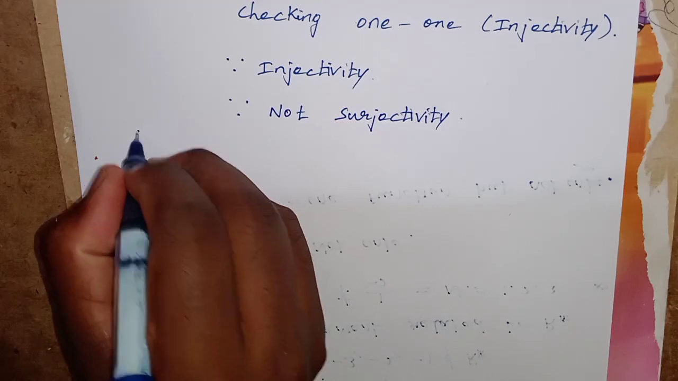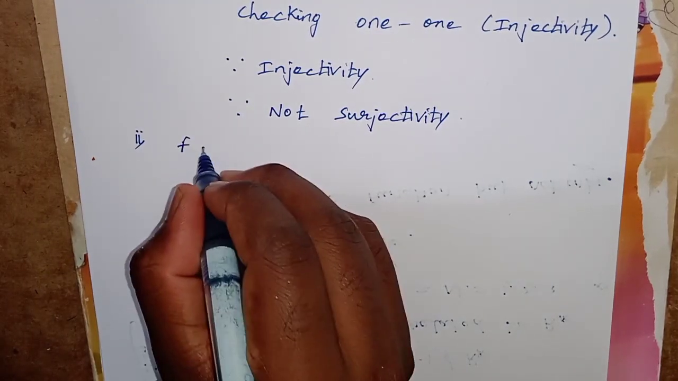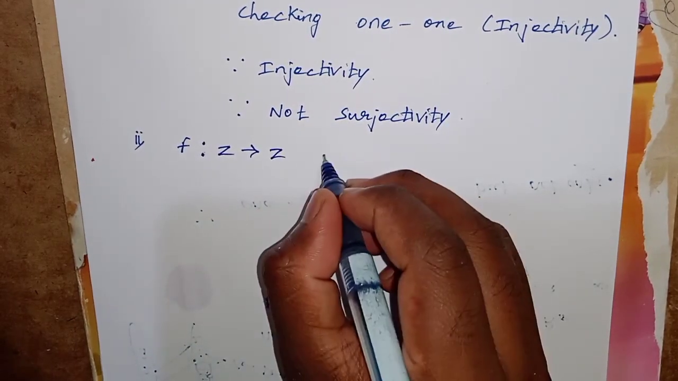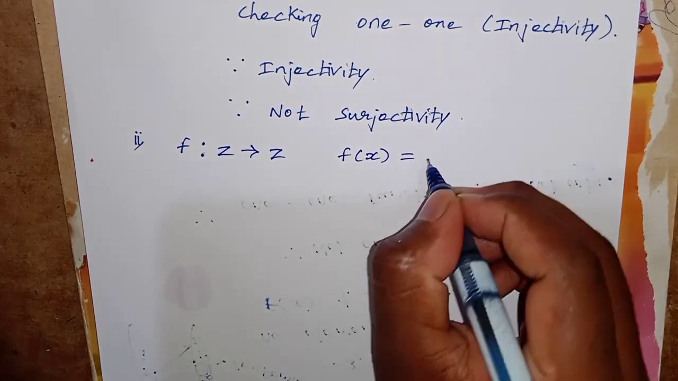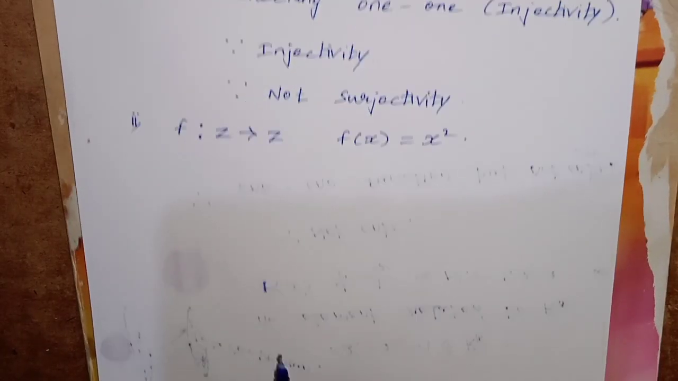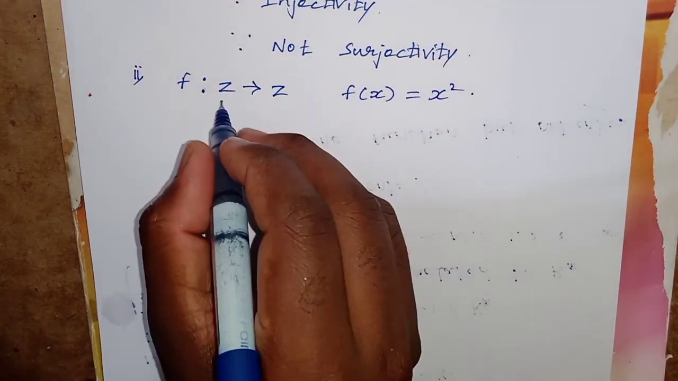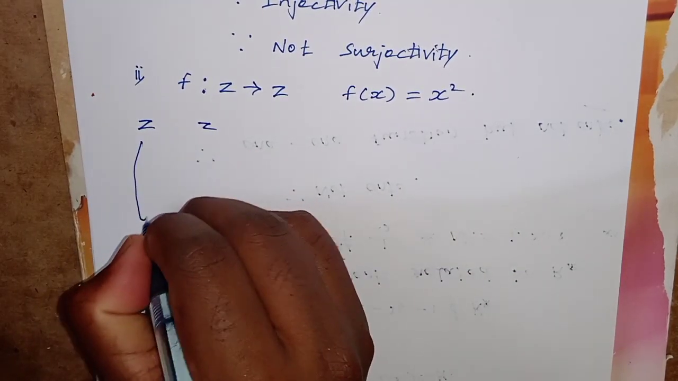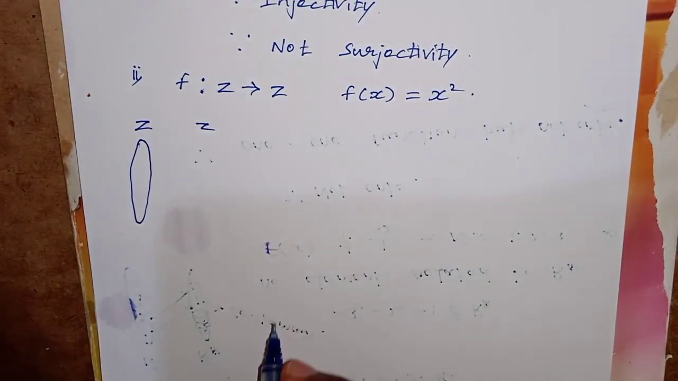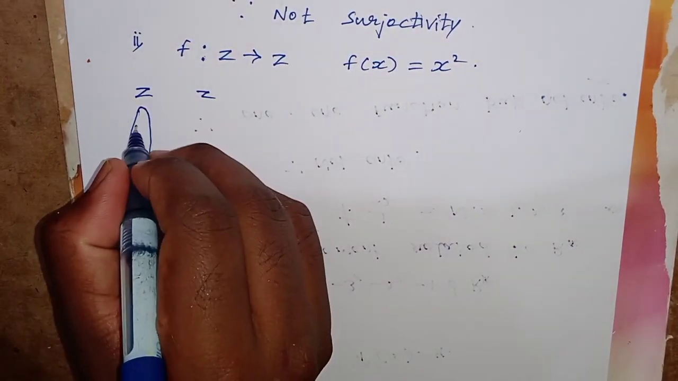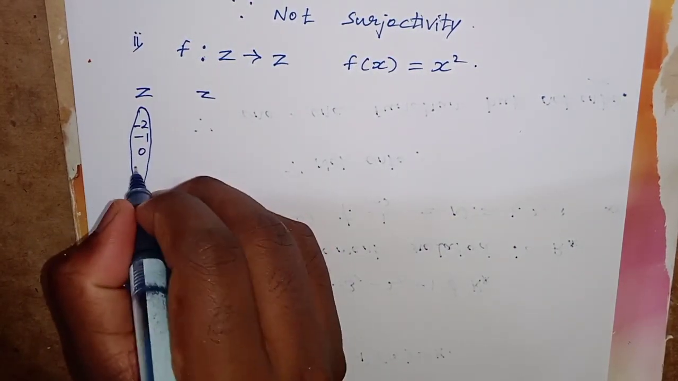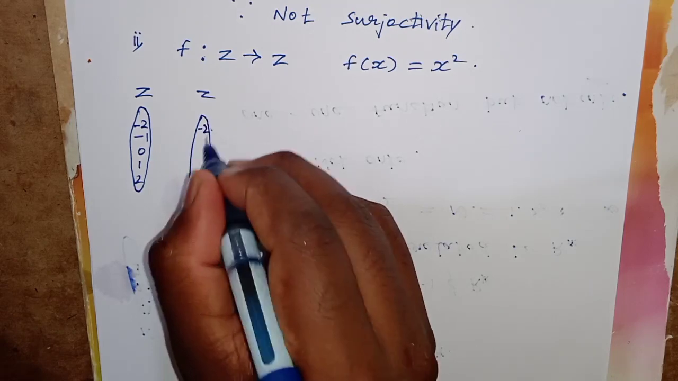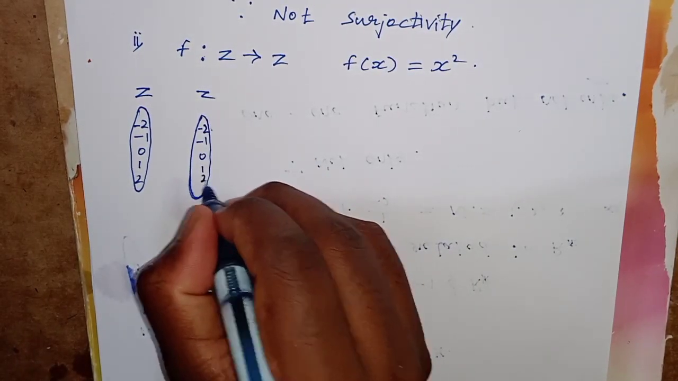Okay, next, second one: function f such that Z to Z given by f of x equal to x squared. In this question, Z means integers. Here I am taking minus infinity to plus infinity; I am taking a few examples only: minus 2, minus 1, 0, plus 1, plus 2. Here the same: minus 2, minus 1, 0, 1, 2.